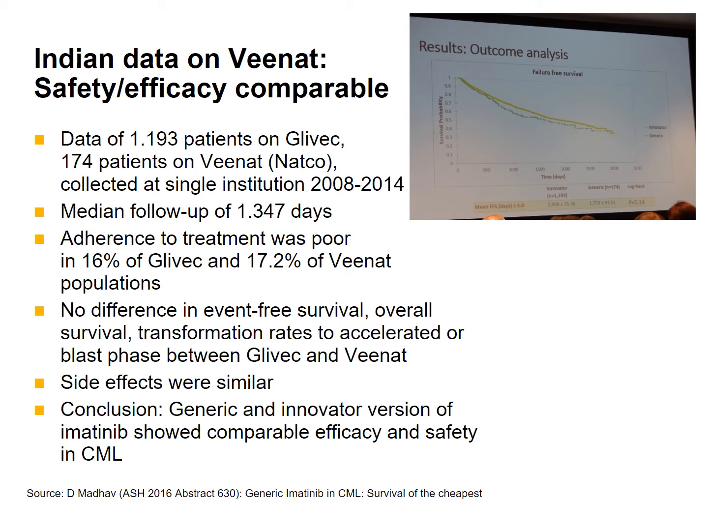They discovered that the adherence to treatment was equally poor on Gleevec and on VNAT. There was not much of a difference. There was also no observed difference in event-free survival, overall survival, or transformation rates into advanced phases between Gleevec and VNAT. The side effects seem to be quite similar. So in conclusion, the generic and the innovator product version of imatinib showed comparable efficacy and safety in CML. So again, from that clinical observation, there has been no reason for concern for those patients that received VNAT in that setting, in that institution.